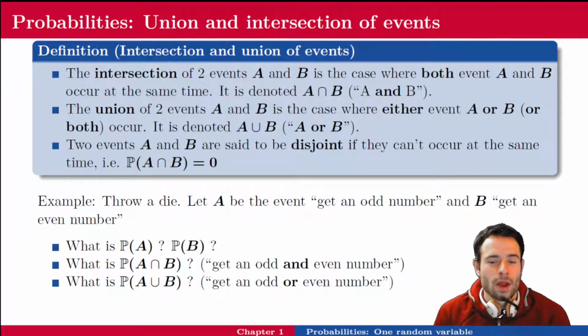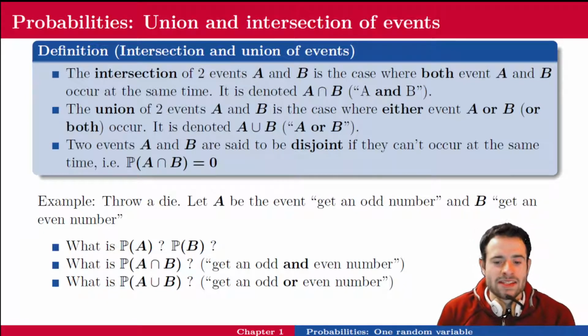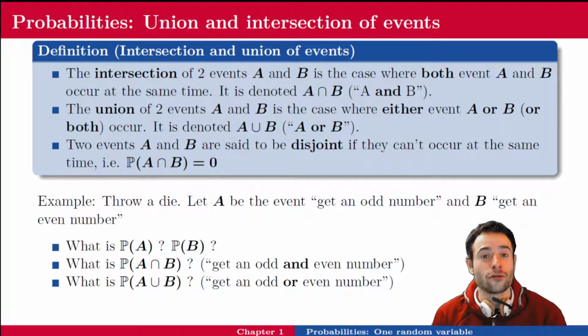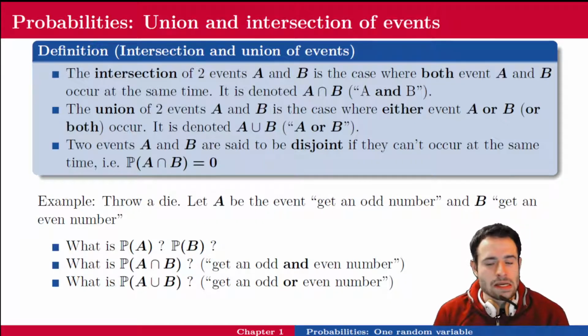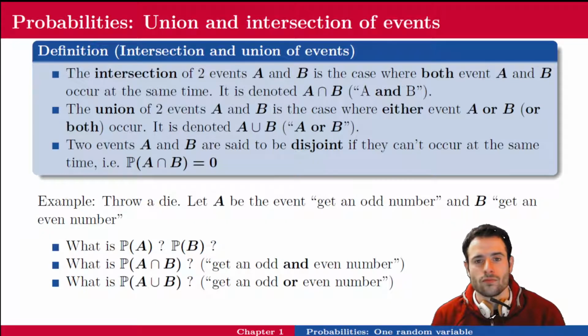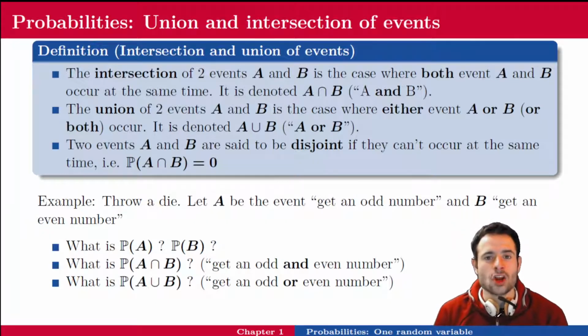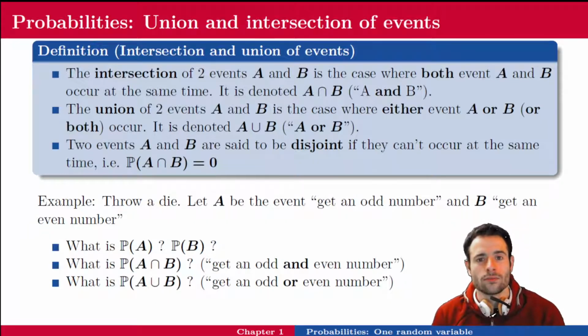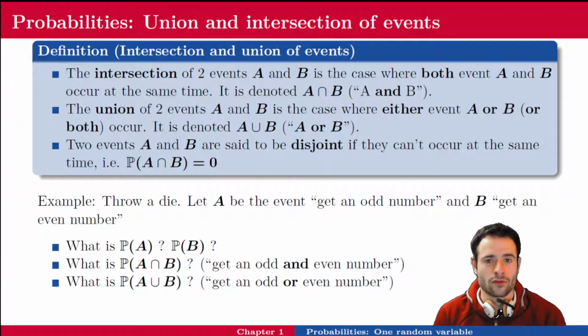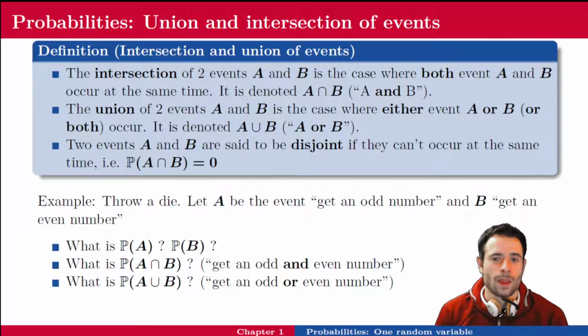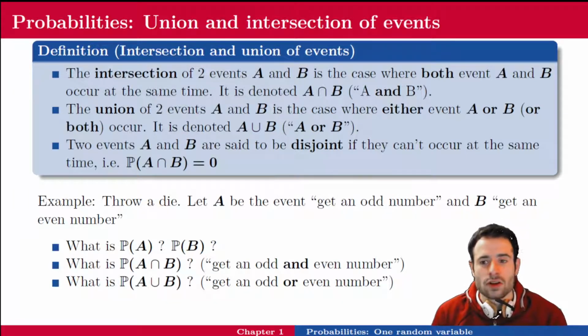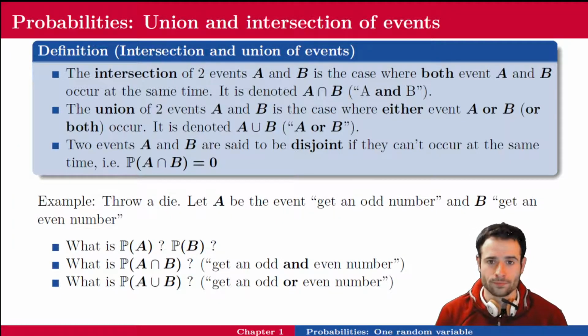Careful, however, because I could say A is the event getting an odd number in the first throw, and B is the event get an even number in the second throw. In this case, these events are not disjoint anymore, because I could get an odd number in the first throw and an even number in the second one. So the wording is actually sometimes challenging when we talk about probabilities, and this is why I really want to take my time to define all the terms today.